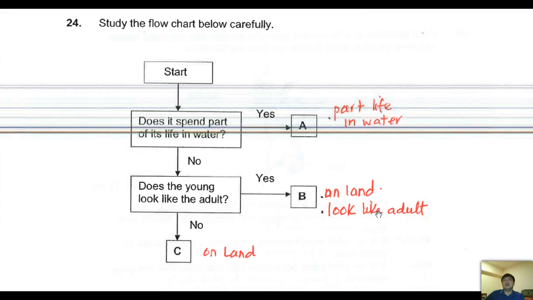Next, question 24. Study the chart again. Does it spend part of its life in water? Yes, A, part of its life in water. When I say no, it means B and C, not in the water. So they are on land and on land. And next, does it look like the adult? No, this one does not look like the adult. This one, yes, this looks like the adult. So I put all the characteristics and the behavior at the side, so I can understand straight away.